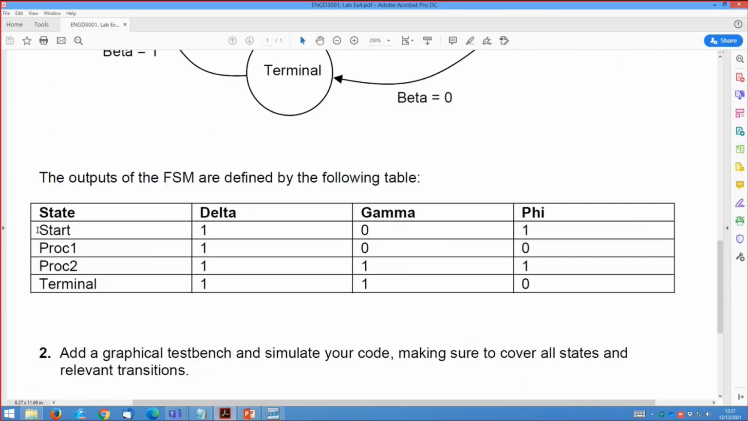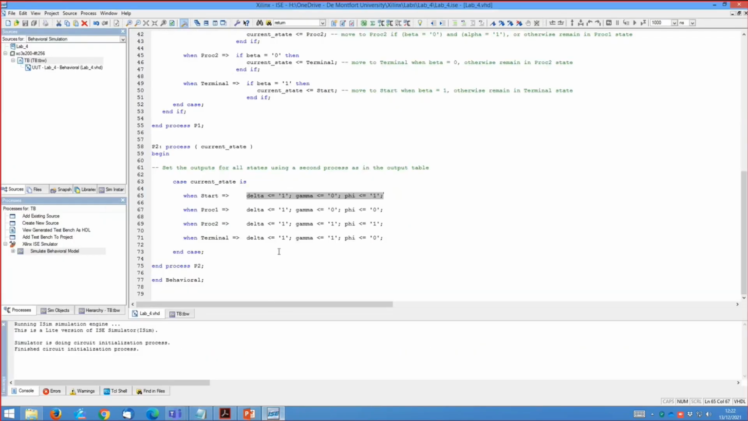So when we are in the start state, we set delta 1, gamma 0, phi 1. In proc1 it is 1, 0, 0, then 1, 1, 1, and then 1, 1, 0. Those are the outputs corresponding to the relevant states, and that's exactly what's happening here. You can see that in the start state, we set delta to 1, gamma to 0, phi to 1. In proc1, we set them again as they are in the table, and so on.